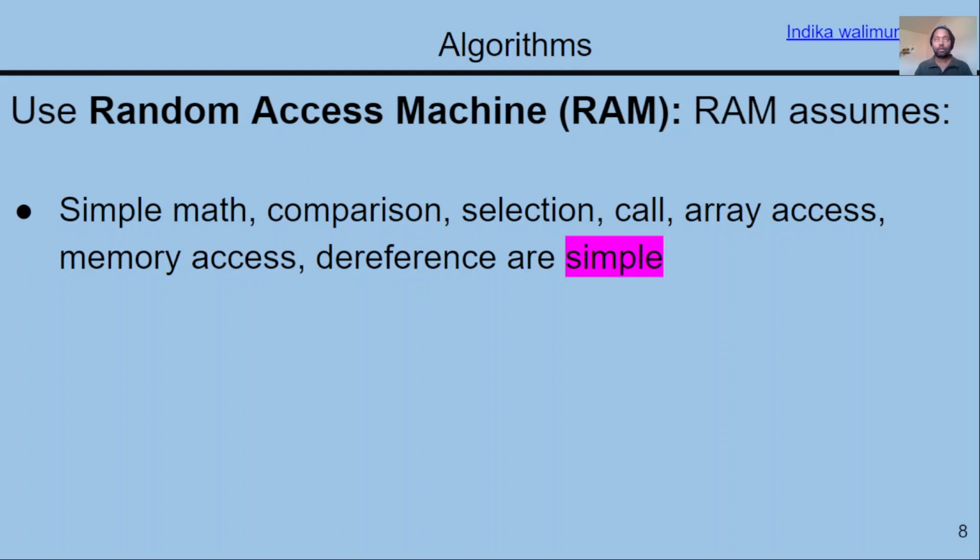Simple math like addition, subtraction, division, multiplication, modulo, comparison like relational operators greater than or equals, equality, less than, and then selection like if else, conditional check, and then call, like a call to a function. I'm not saying the body of the function, just the call to the function. And then array access, memory access, pointer dereference. They are all simple operations. So basically, they take one time step.